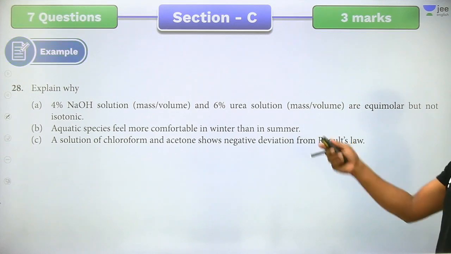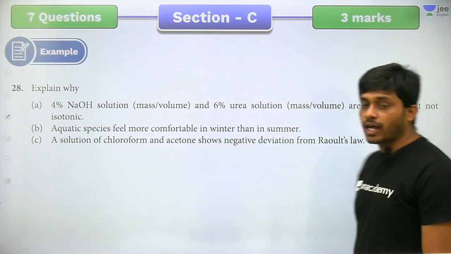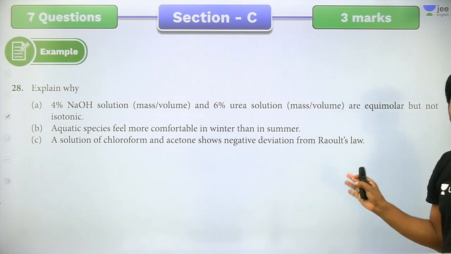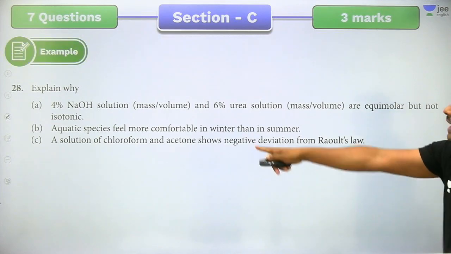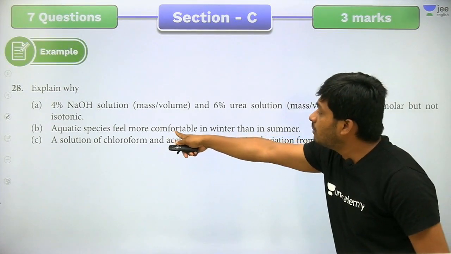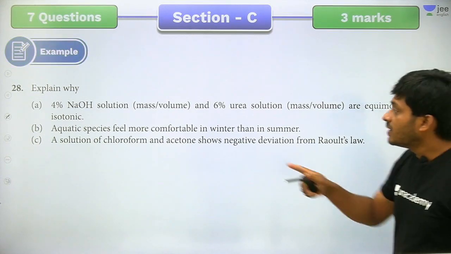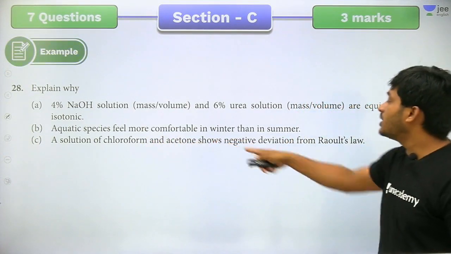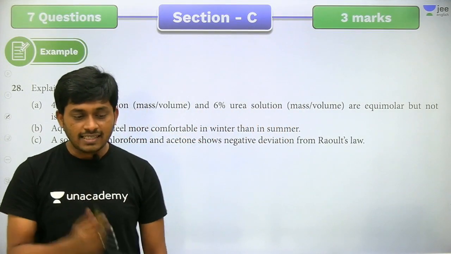4% NaOH solution and 6% urea solution are equimolar. Molarity is the same, but they are not isotonic. Aquatic species feel more comfortable in winter than summer. Solution of chloroform and acetone shows negative deviation. So what is the answer for this?